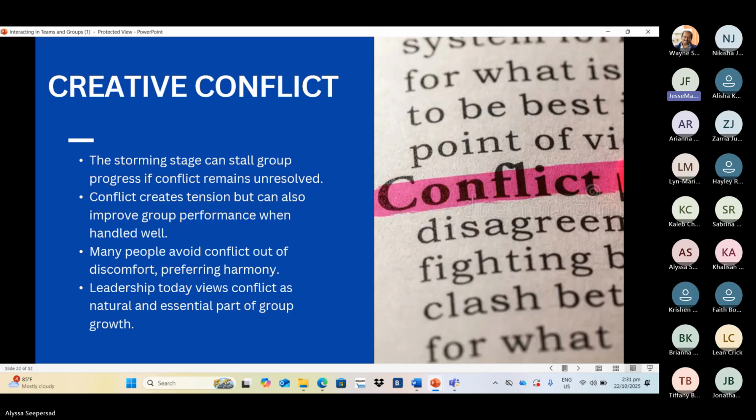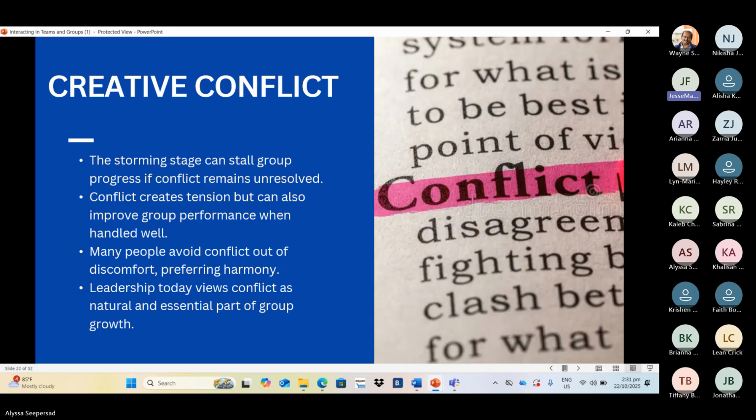Some individuals may avoid conflict due to discomfort, and they may tend to just pretend like it doesn't exist or it isn't important for the sake of wanting to maintain harmony. However, you really shouldn't do this because the tension will always be there. The best thing to do is just to resolve the issues. Leaders today view conflict as a natural and essential part of group growth.